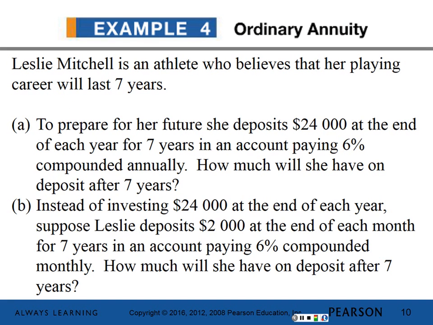And then part B, instead of investing $24,000 at the end of each year, what if she deposits $2,000 at the end of each month for 7 years? In the same account paying 6% compounded monthly, how much will she have in 7 years? Which one do you think she's going to have more in?